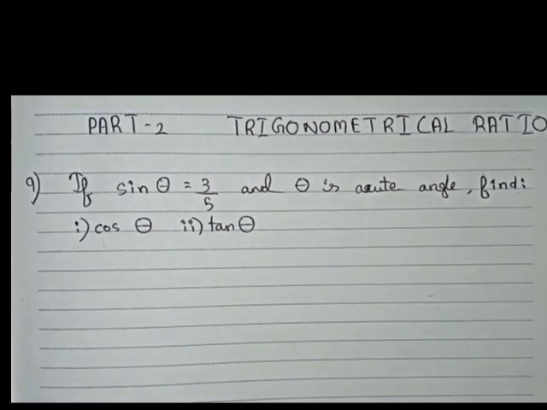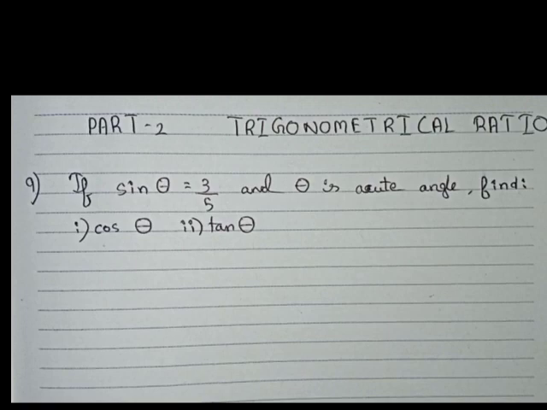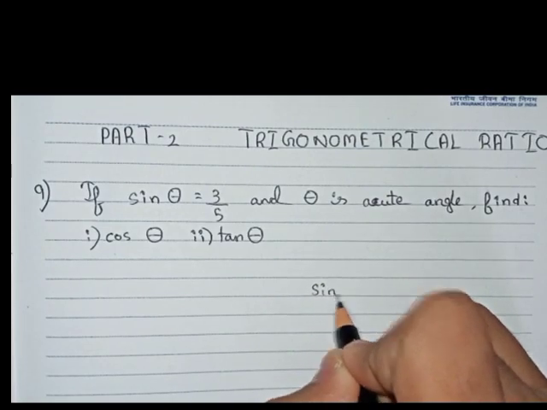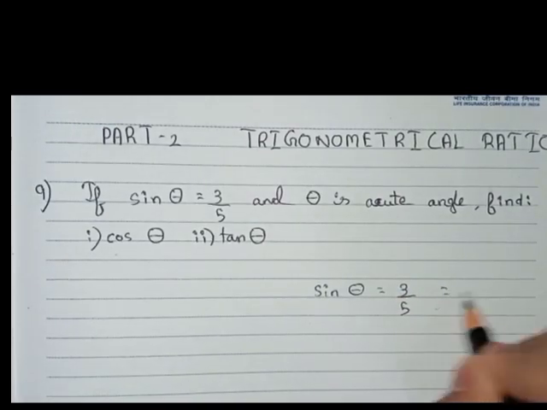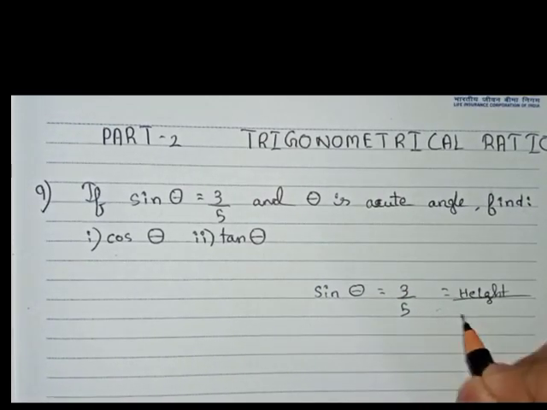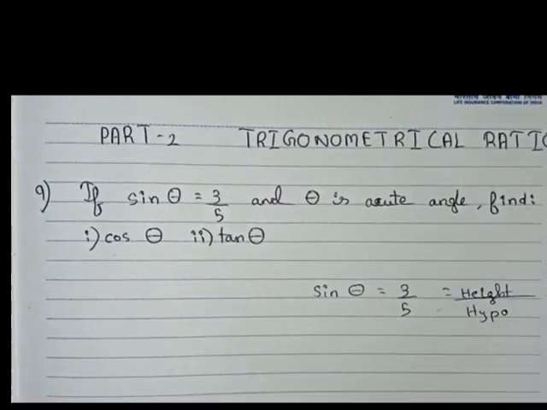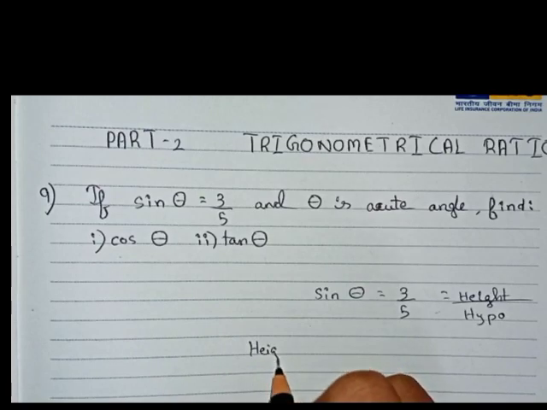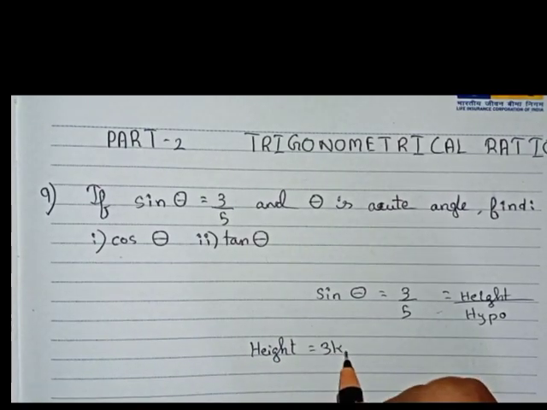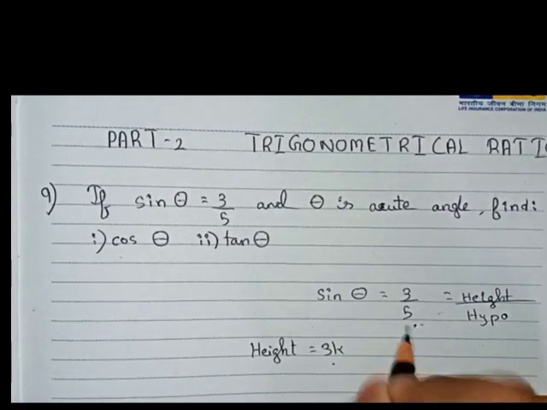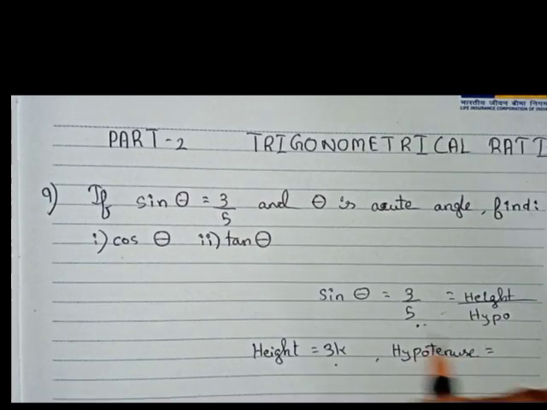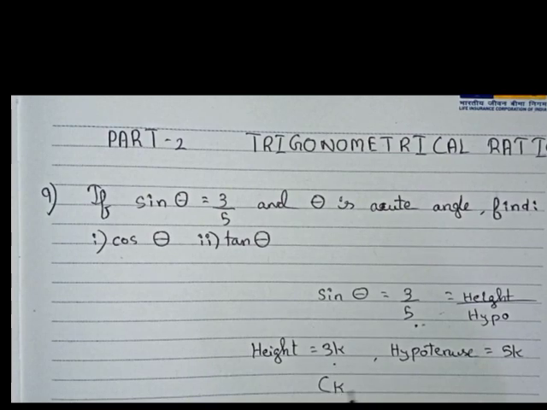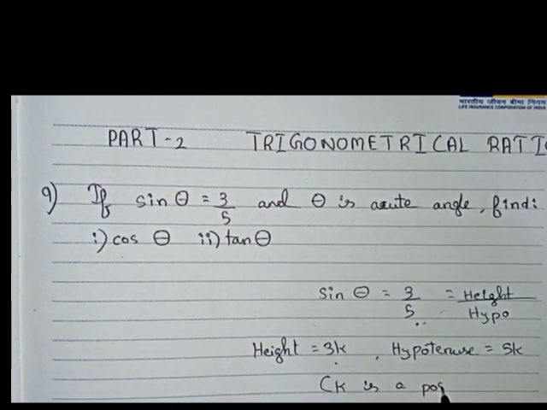So our question is, if sine theta is equal to 3 by 5 and theta is an acute angle, find cos theta and tan theta. It is given that sine theta is equal to 3 by 5. And we know that sine means height by hypotenuse. So now therefore we know that the height is equal to 3k. We are writing a k beside it because this is a ratio and not a real number. And hypotenuse is equal to 5k. Here k is a positive real number.